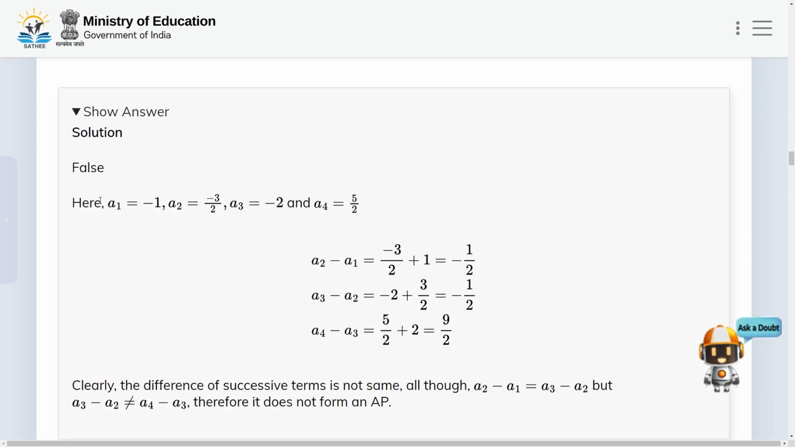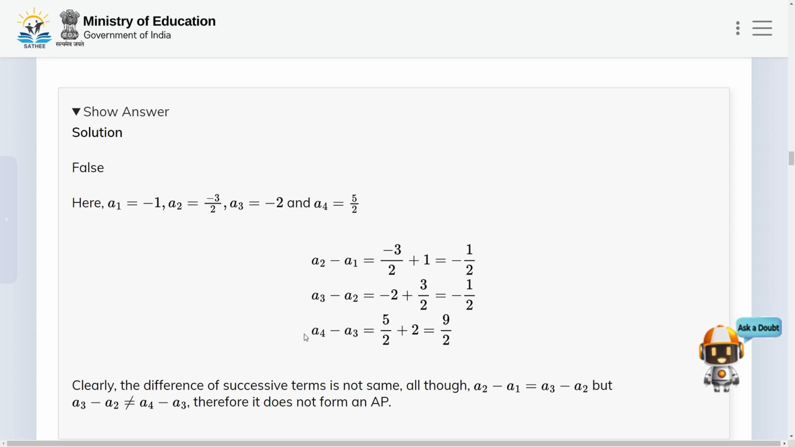Here the first term a1 is equal to minus 1. The second term a2 is equal to minus 3 by 2, the third term a3 is equal to minus 2, and the fourth term a4 is equal to 5 by 2. So here a2 minus a1 is equal to minus 3 by 2 plus 1, and this is equal to minus 1 by 2. And a3 minus a2 is equal to minus 2 plus 3 by 2, and this is equal to minus 1 by 2. And a4 minus a3 is equal to 5 by 2 plus 2, that is equal to 9 by 2.